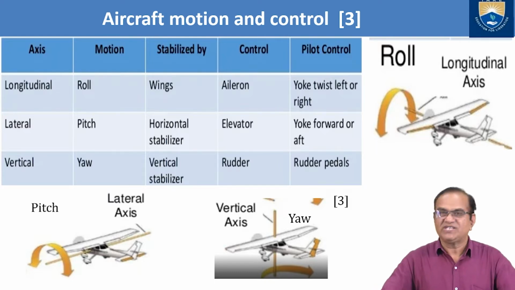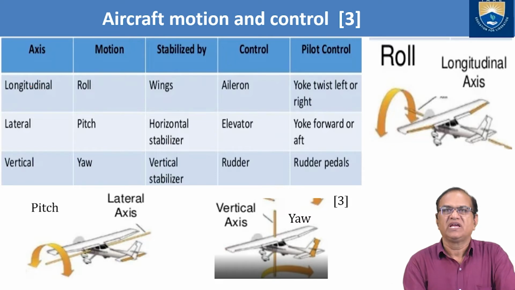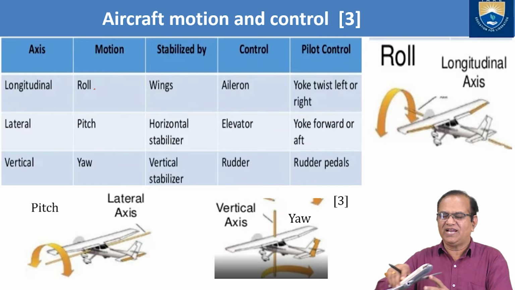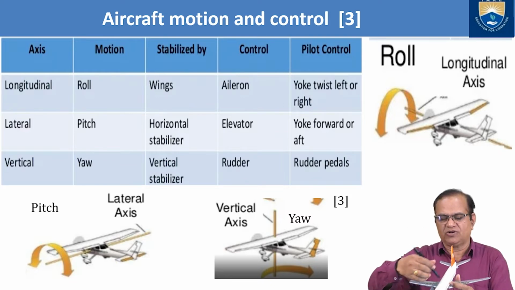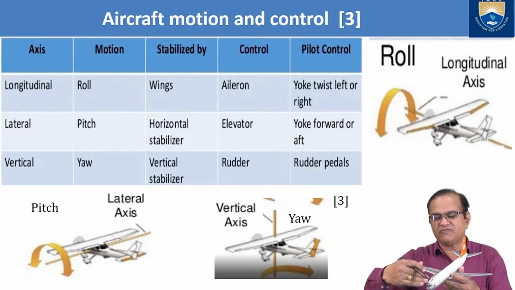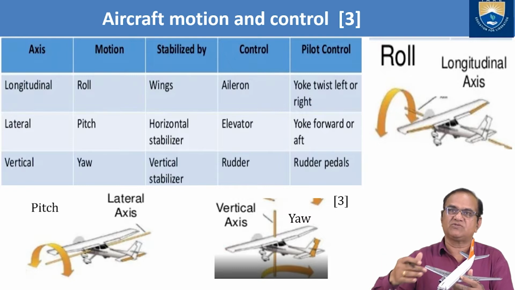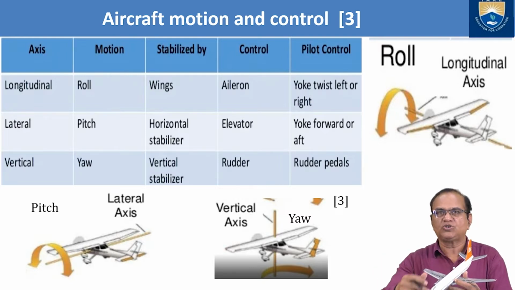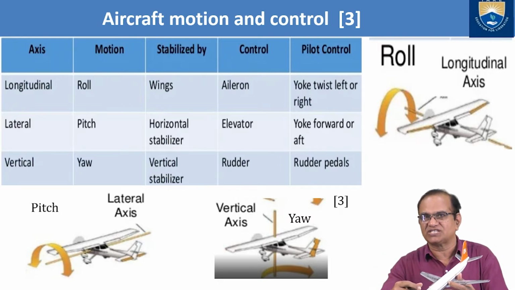So first one is the longitudinal. What is the longitudinal? This is the longitudinal x-axis, which is passing from nose to the tail. The axis which is passing from the nose to the tail is called the longitudinal axis.